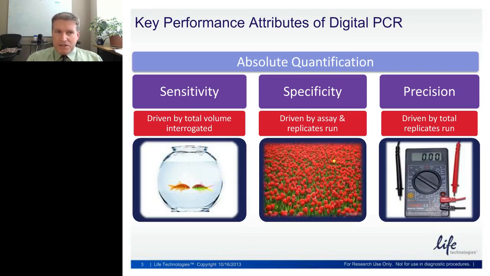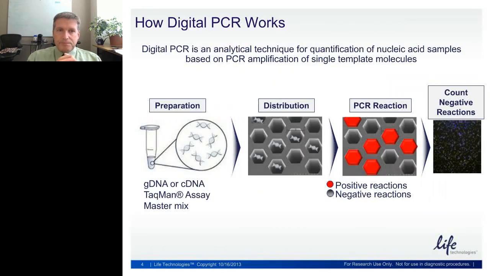And finally, digital PCR, because it's a counting technology, is extremely precise. And your confidence in your results is simply driven by the number of counting reactions that you do. The more counting that you do, the better off your results are going to be. Typically, digital PCR requires several thousands of individual PCR reactions in order to generate results that have good statistical significance.